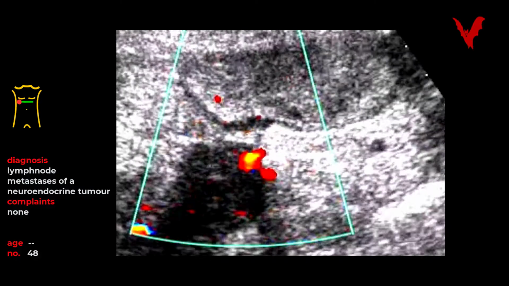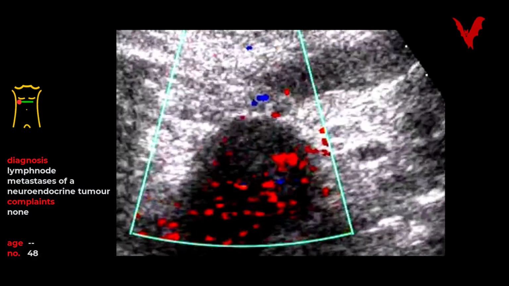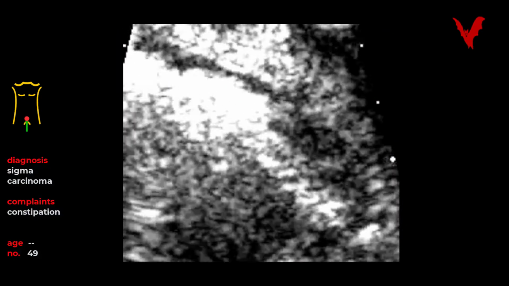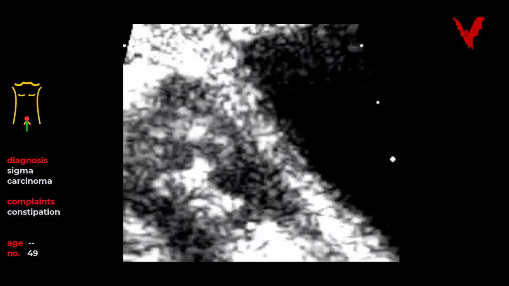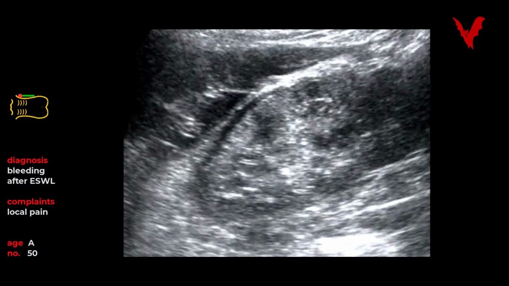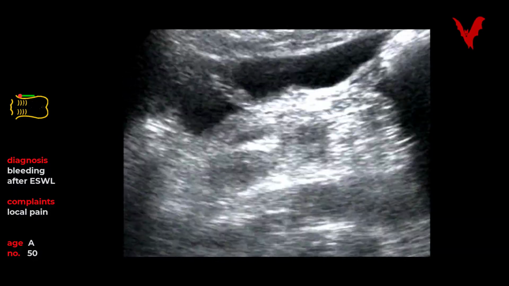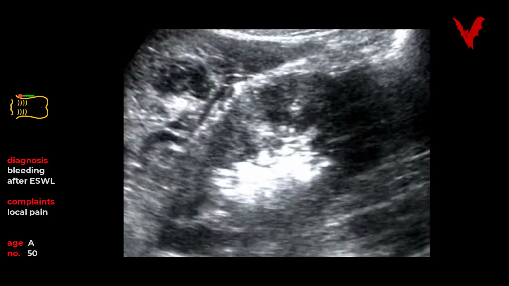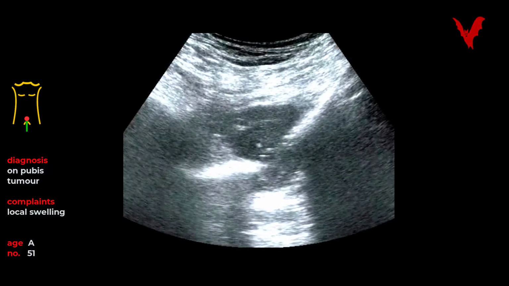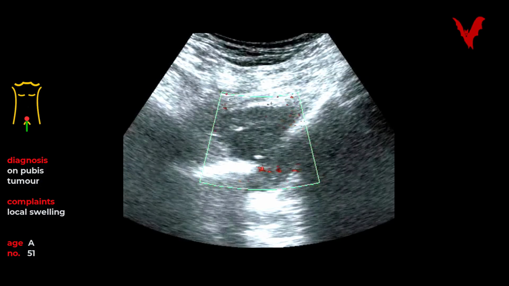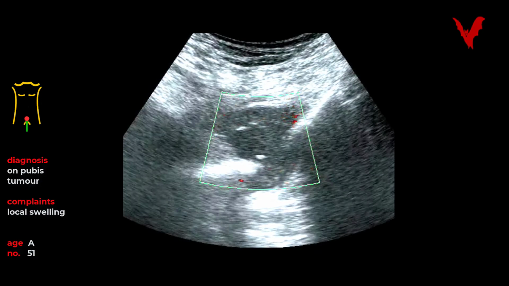Here, lymph node metastasis of a neuroendocrine tumor had to be described, whereas in here it was a carcinoma of the sigmoid. In here it is documented a bleeding and a hematoma after renal ESWL, extracorporeal shockwave lithotripsy. In case figure 51, there is the unusual case of a malignant primary tumor of the os pubis.